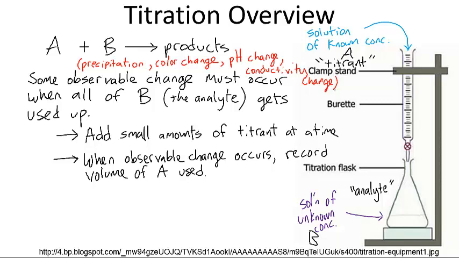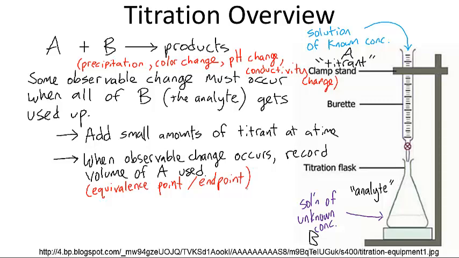So yeah, we'll get into those specifics of how we actually make that observation later in specific situations. But just know for now that when we've reached that point, we record the volume of A that was used. We call this the equivalence point. Also called the end point of the titration. There's a slight distinction between those that isn't really important for us. So it's called the equivalence point.